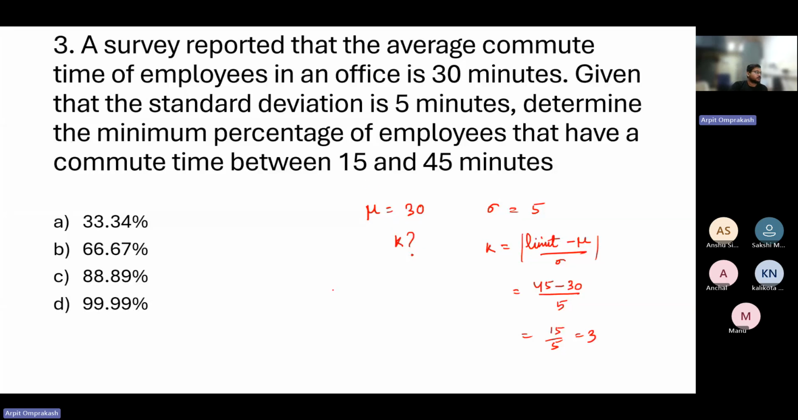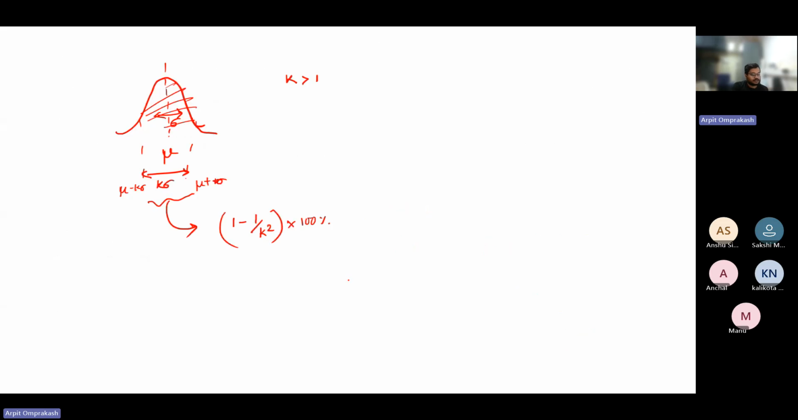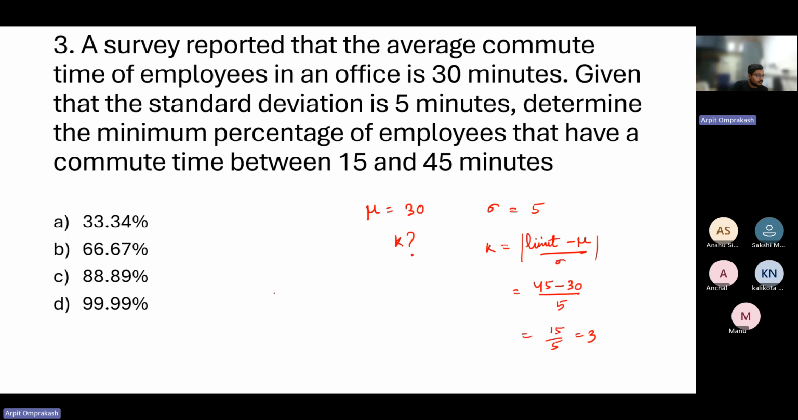So the percentage of data points that are present in this range, again, according to this theorem, is basically 1 minus 1 by k square into 100%. So in this case, k is equal to 3. So what we have is 1 minus 1 by 3 square into 100%.